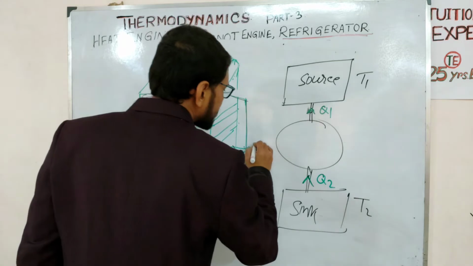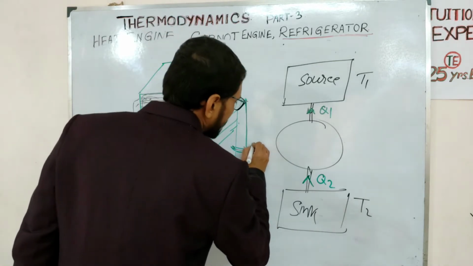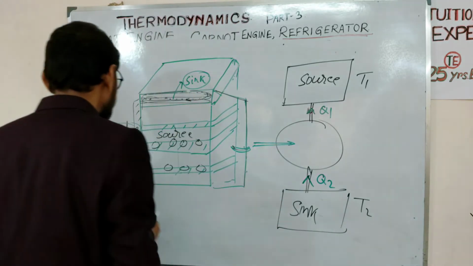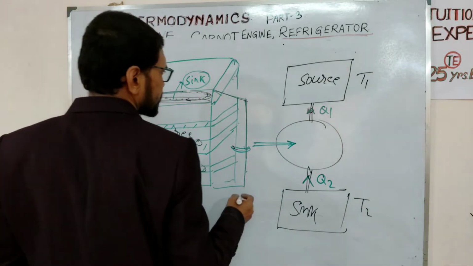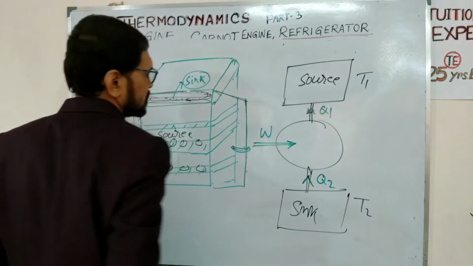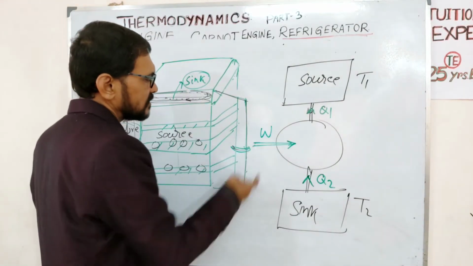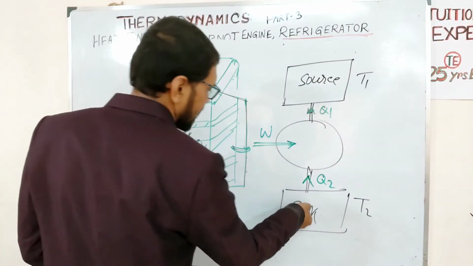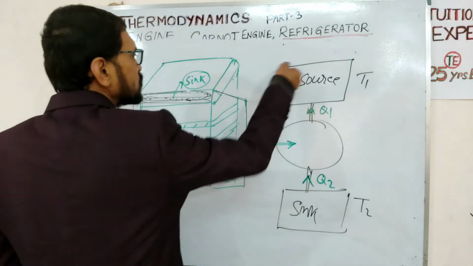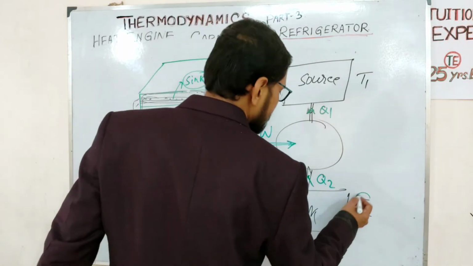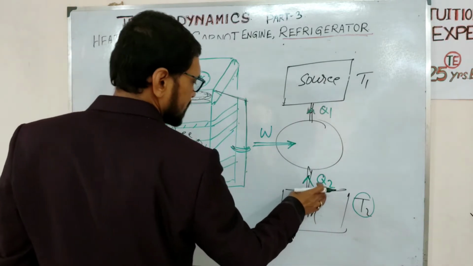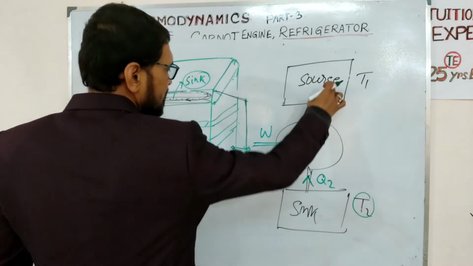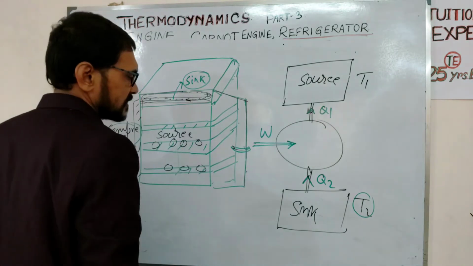So work has to be done by an external agent, which is here a compressor. The compressor works. So work must be done on the system so that heat can flow from sink to source, because the temperature of the sink is less, and the heat from a gas whose temperature is less than this can flow from this to this.